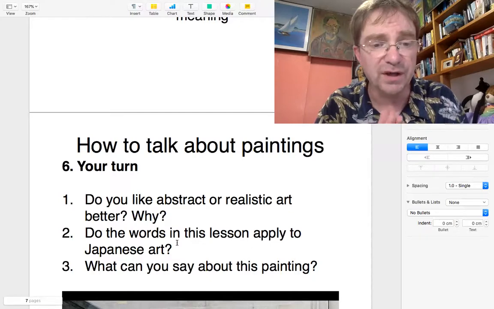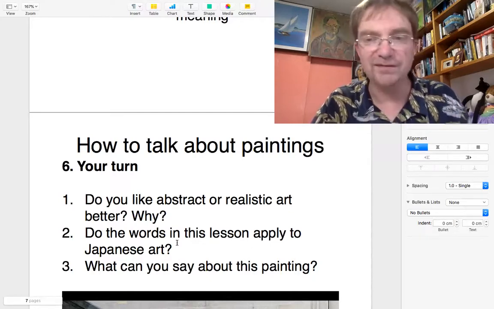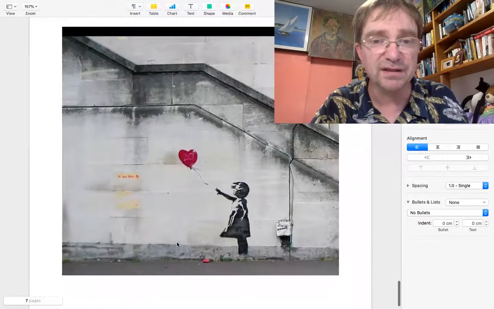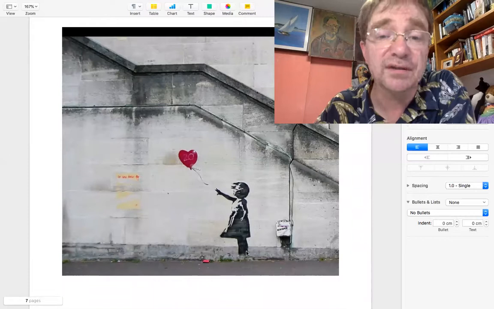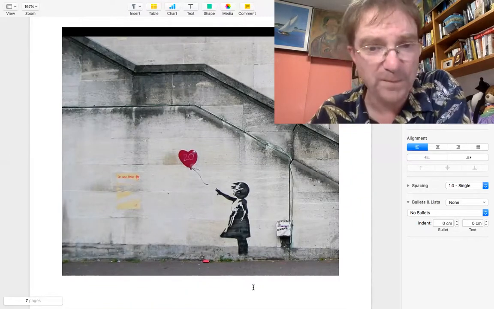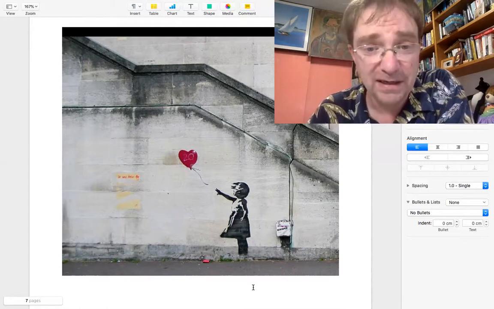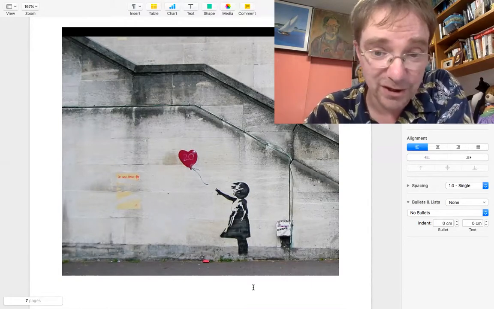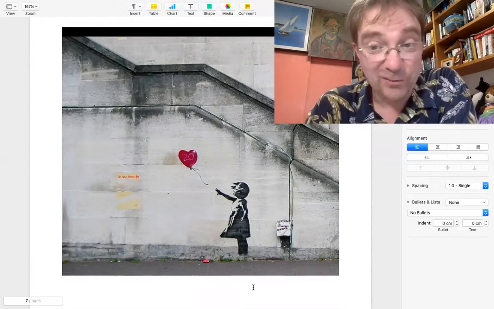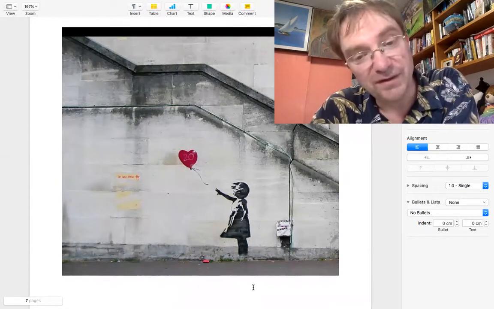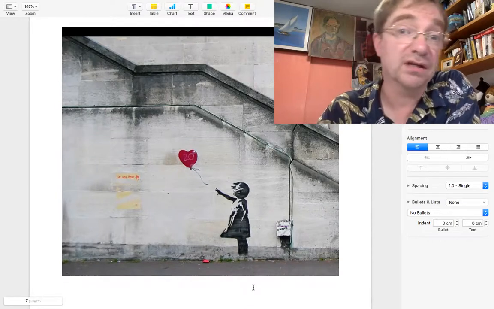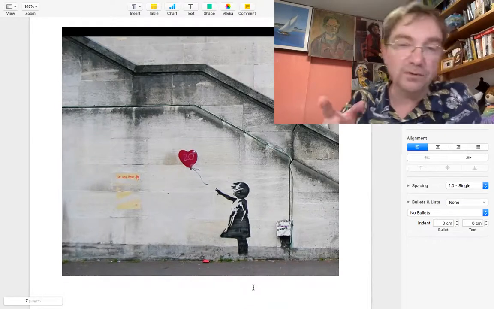And finally, number 3, what can you say about this painting? If you don't like paintings or anything, how about this? This is a famous recent painting from 2002. I think it's called Girl with the Balloon, and it's graffiti by Banksy. His name is Banksy, an English artist, but this is worth millions of pounds. What can you say about this? Is it realistic? Is it abstract? Is it modern? Is it traditional? I don't know. What do you think?